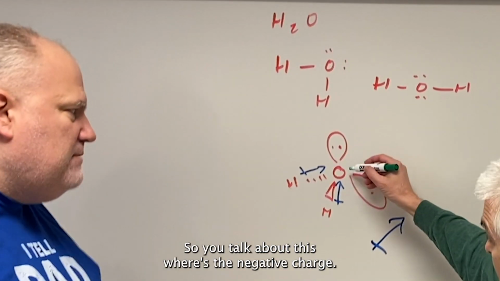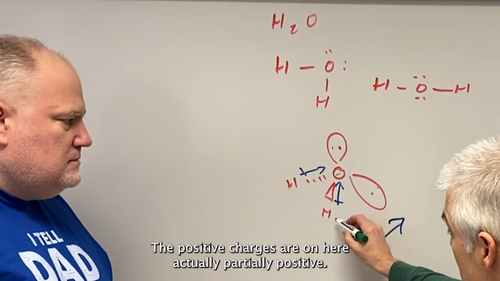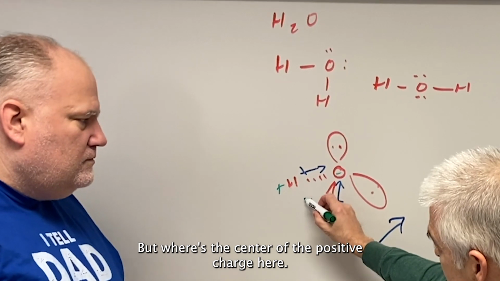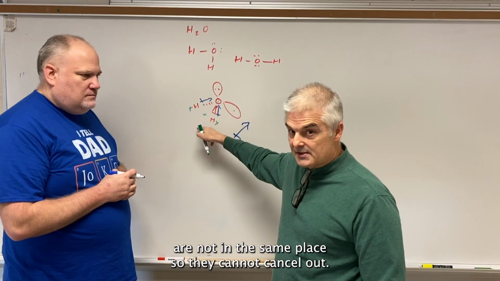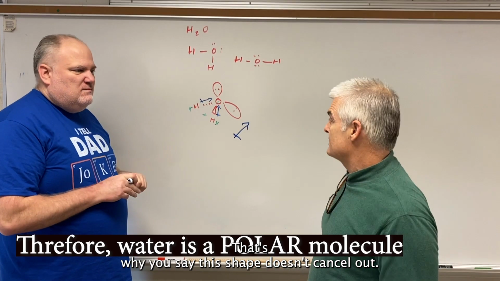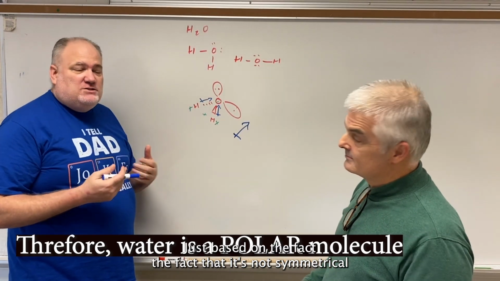So you talk about again, where's the negative charge? It's on the oxygen, because he's the more electronegative atom. The positive charges are on here, actually partially positive, but where's the center of the positive charge? Here. Notice the positive and the negative are not in the same place, so they cannot cancel out. That's why we say this shape doesn't cancel out. So this is what we call a polar molecule, just based on the fact that it's not symmetrical.